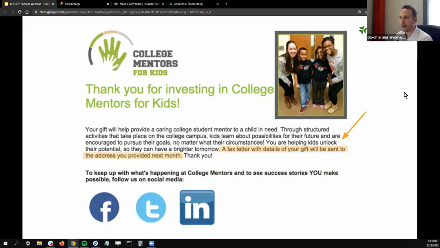And then what I love here, I highlighted, is the next step. I think a lot of us wouldn't even notice this sentence, but this can make a difference in the life cycle of the donor. It says, hey, a tax letter with details of your gift will be sent in the next month. That gives the donor a next step. I know they're going to be reaching out. They won't feel lost, like I don't know what to expect from this nonprofit, or I'm not sure what the next step is for me. So just small changes.